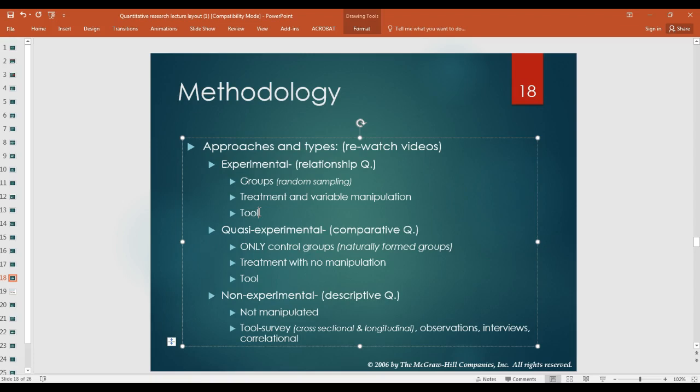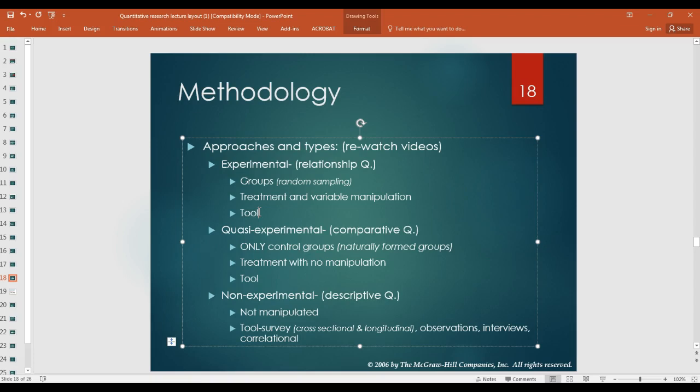You can use structured observational tools where you're going to have specific criteria, and then I'm going to discuss this in detail in a minute when we come to data collection, and collect your data. Okay? So that's an experimental study. I had treatment, I had variables, I have tools, I have groups that are randomly selected and assigned, okay? And I have questions that are looking at relationship between the independent and dependent. Make sense?